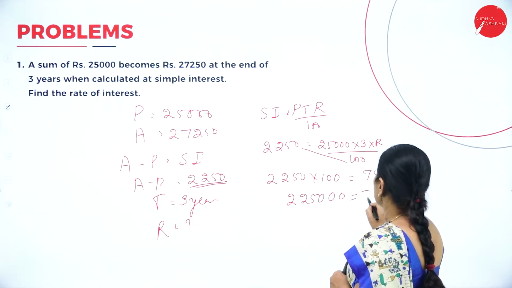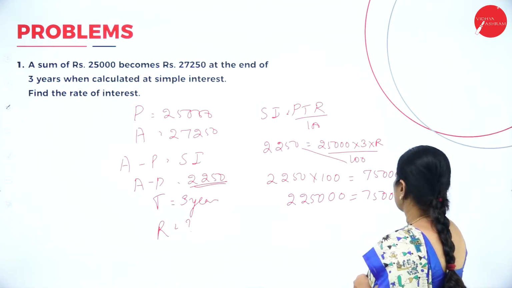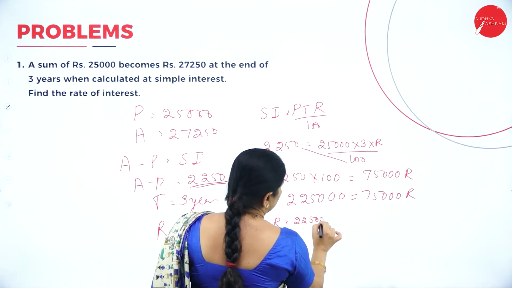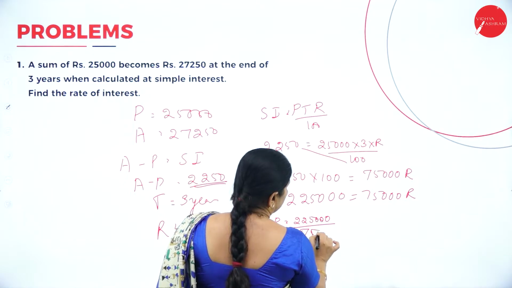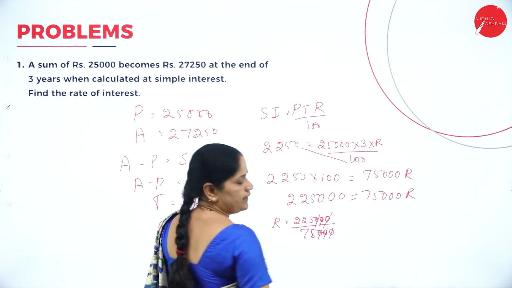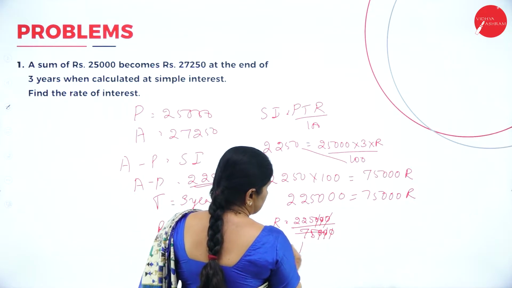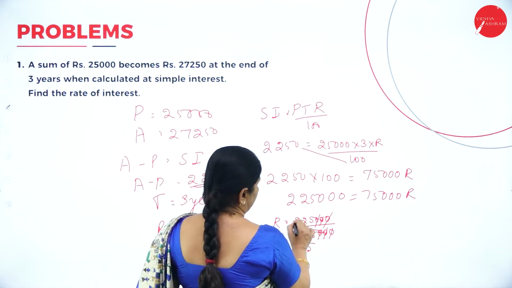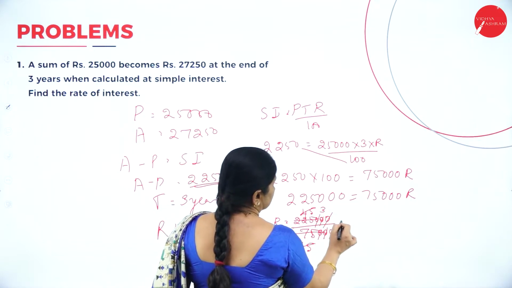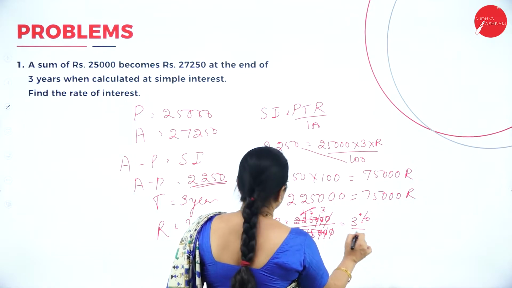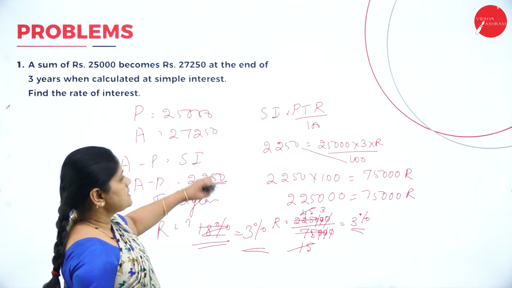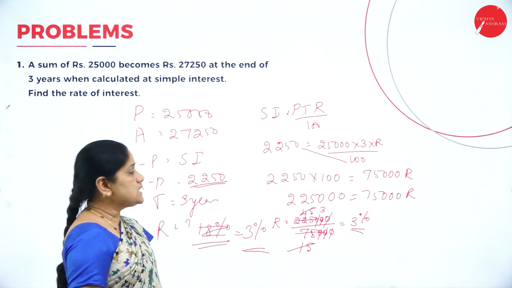Now this will be equal to 2,25,000 equals 75,000 R. So R equals 2,25,000 divided by 75,000. So I cancel all the zeros here. Then 5 ones are 5, 5 fives are 25. 5 fours are 20, 5 fives are 25. Then 15 threes are 3%. R equals 3% is the answer. So when we simplify this, I get R equals 3%.